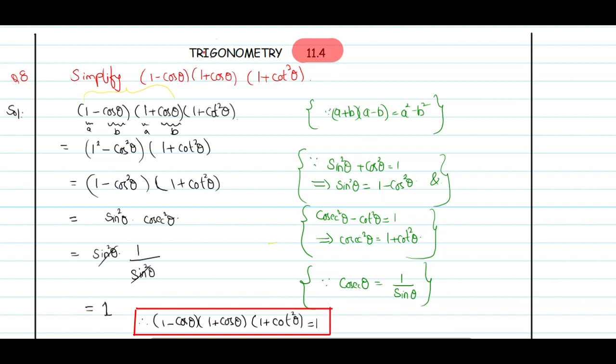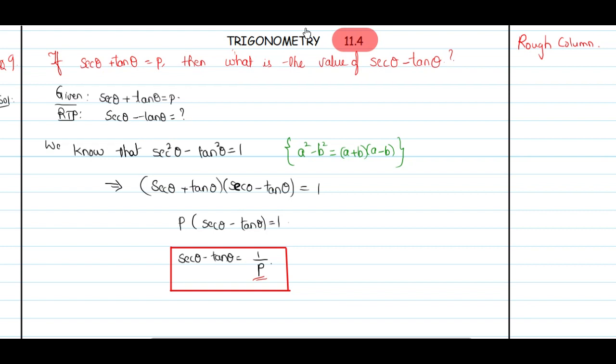Then, coming to the next question, the question is: if secant theta plus tan theta value is p, then what is the value of secant theta minus tan theta? So, if you can see, we have secant theta and tan theta. Here it is plus and here it is minus. So, what is given? Secant theta plus tan theta is equal to p. What do we need to find? We need to find the value of secant theta minus tan theta.